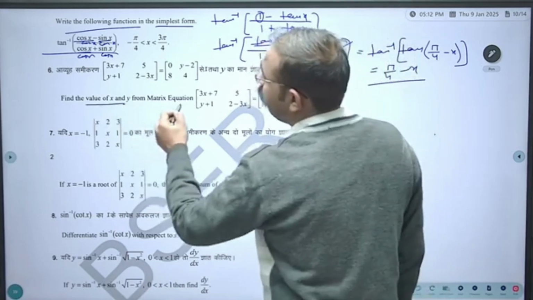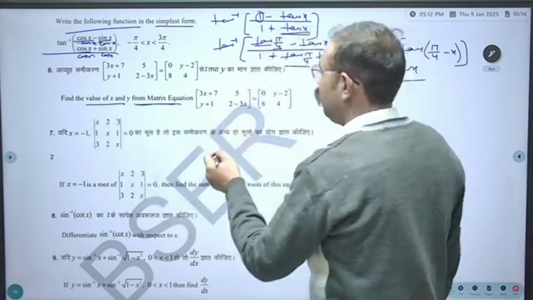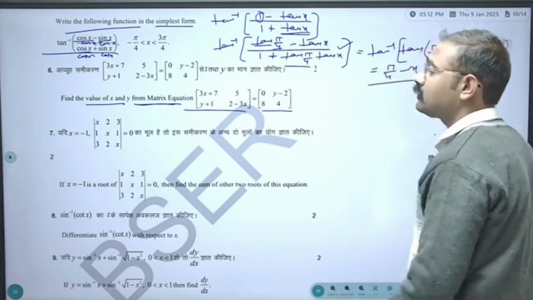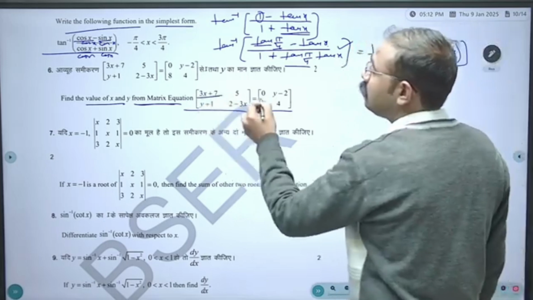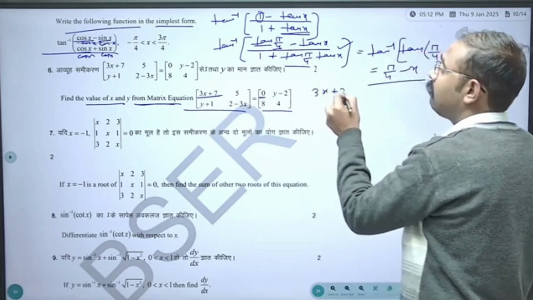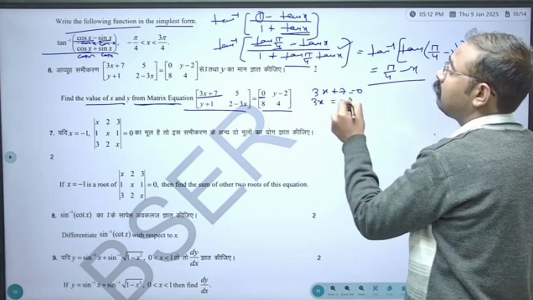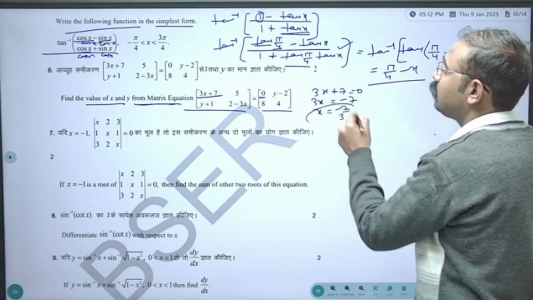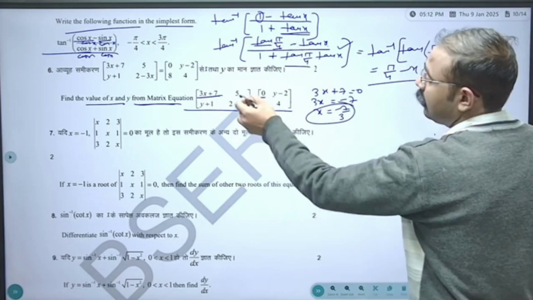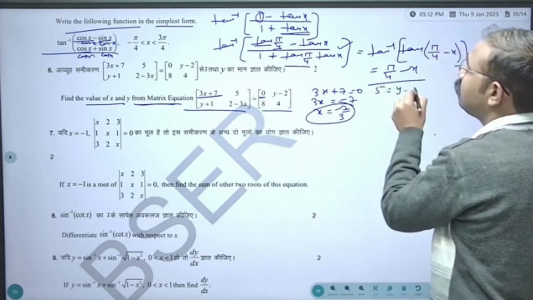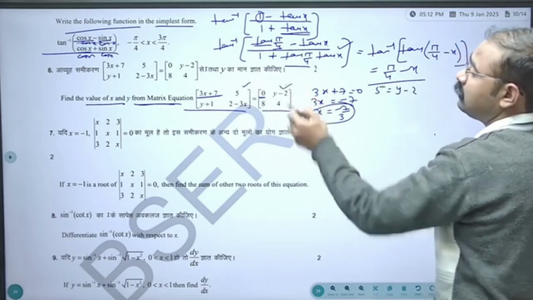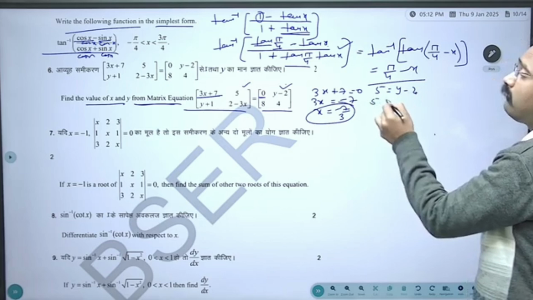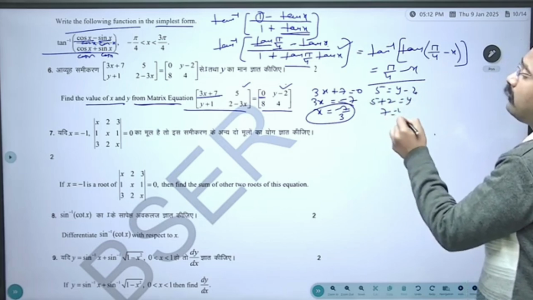Next is find the values of x and y from the matrix equation. We have two matrix equations. By comparing corresponding elements, we will have our values of x and y. First one is 3x plus 7 equals 0. By comparing, 3x equals, by transposing 7 to the RHS, minus 7, and x equals minus 7 upon 3. This is the value of x. Second, 5 equals 5 minus 2. This element equals this element. Corresponding elements are equal. Transpose minus 2 to this side. 5 plus 2 equals y, and y will be 7.